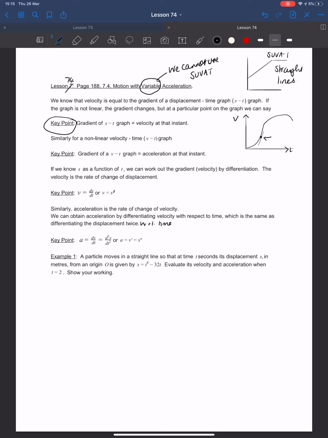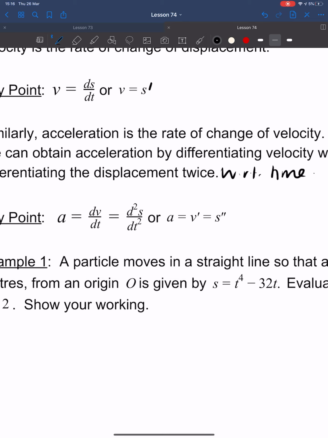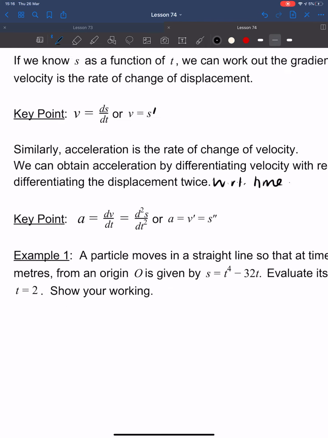Because the graph is not linear, it's going to be a function of time, so we'll differentiate it. Key point, this is what we just said: a is dv by dt, which is d2s by dt squared, or a is v dashed, which is s double dashed.